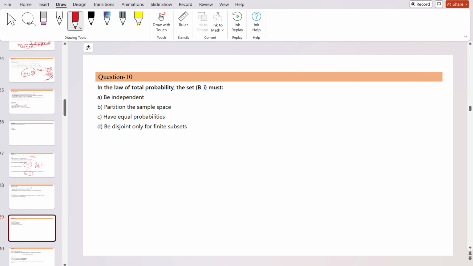Let's move forward. If you see the next problem, it is about the law of total probability, with the set of B_i. There are four options: it should be independent, a partition of the sample space, having equal probability, or disjoint only for a finite subset. So take your time and try to see this law of total probability with the B_i, and let me know which option is actually correct.